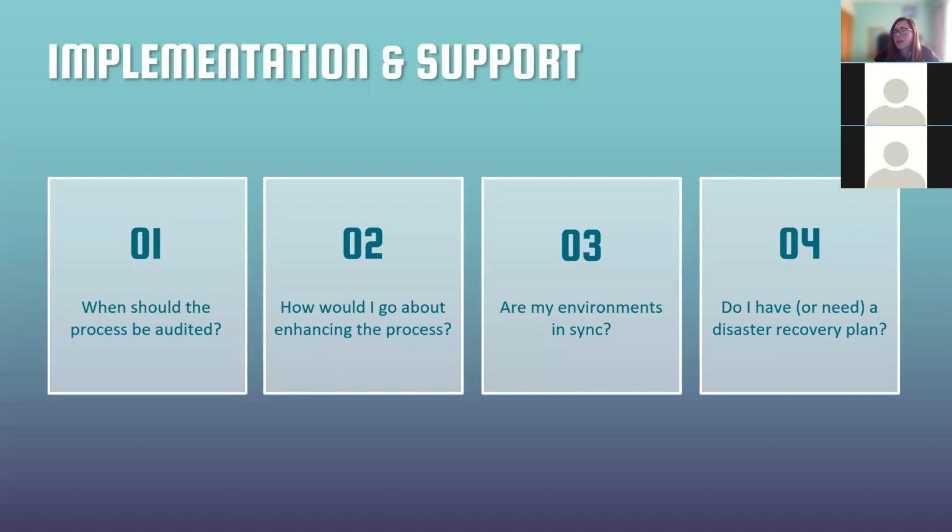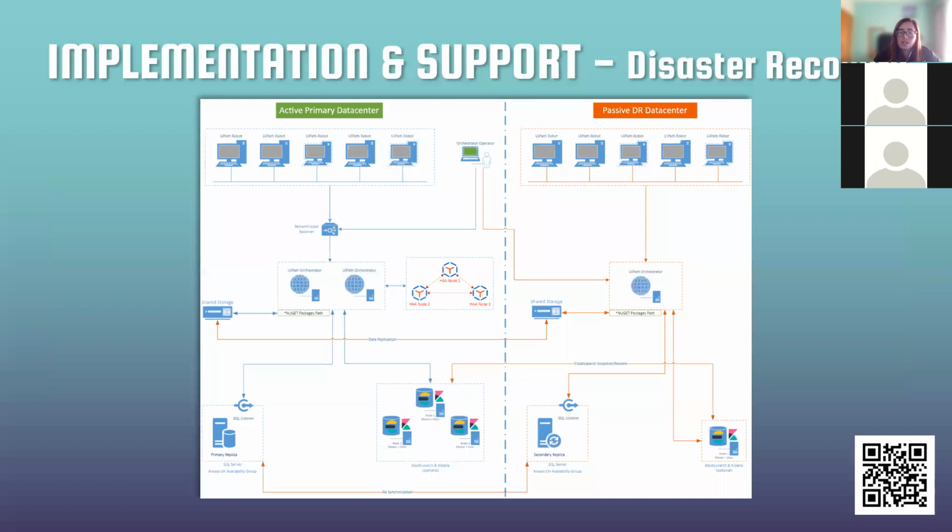Then the next one is, do I have or do I need a disaster recovery plan? In the case of an environmental failure, is there a way that I can continue running the processes, or do I need an alternative plan of action? What is that alternative plan of action? Do I just need to communicate to my stakeholders to tell them that everything's down and we'll let them know when it's back up again? Or are we going to take proactive measures to get something in place that allows us to take care of this?